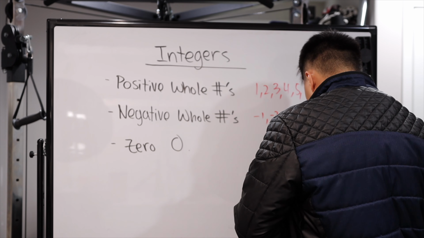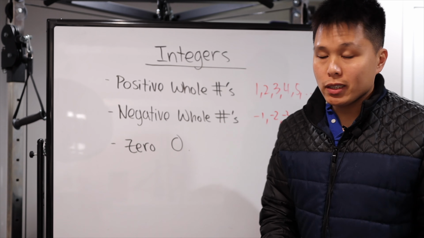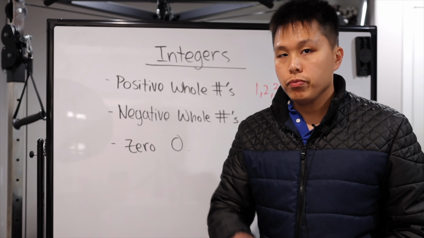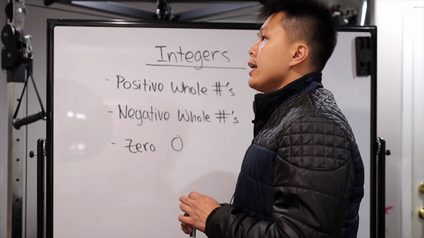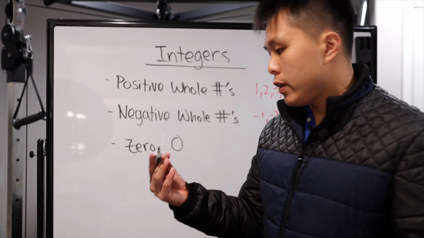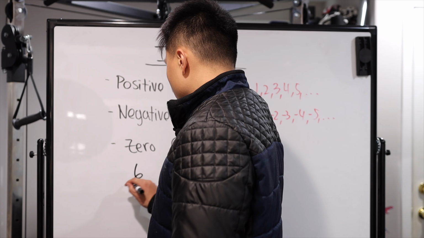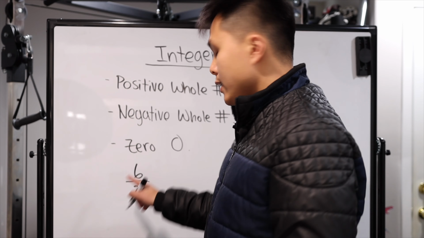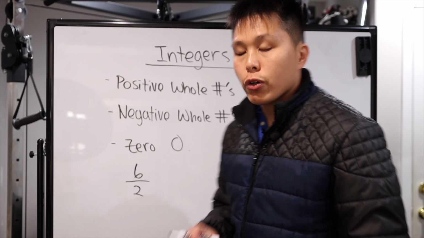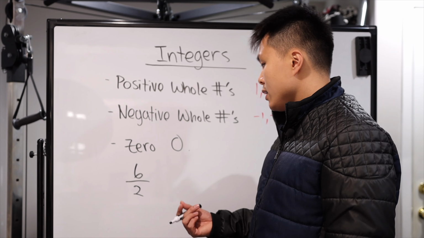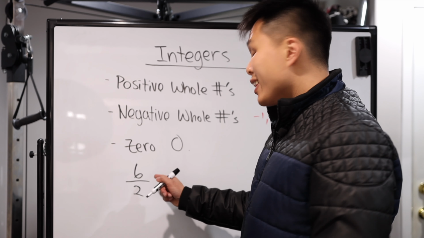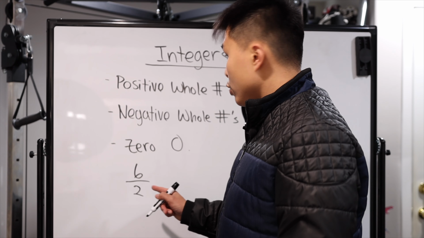Now, these examples are easy because it's blatantly obvious these are whole numbers, these are negative whole numbers, and the number 0. What's not so easy is when it's not obvious. So for example, here's one: 6 divided by 2, or 6 over 2, right? This as a number. Now, if you've watched my previous video of the 6 simple number system, this one would be screaming rational number to you. However, this is also considered an integer.